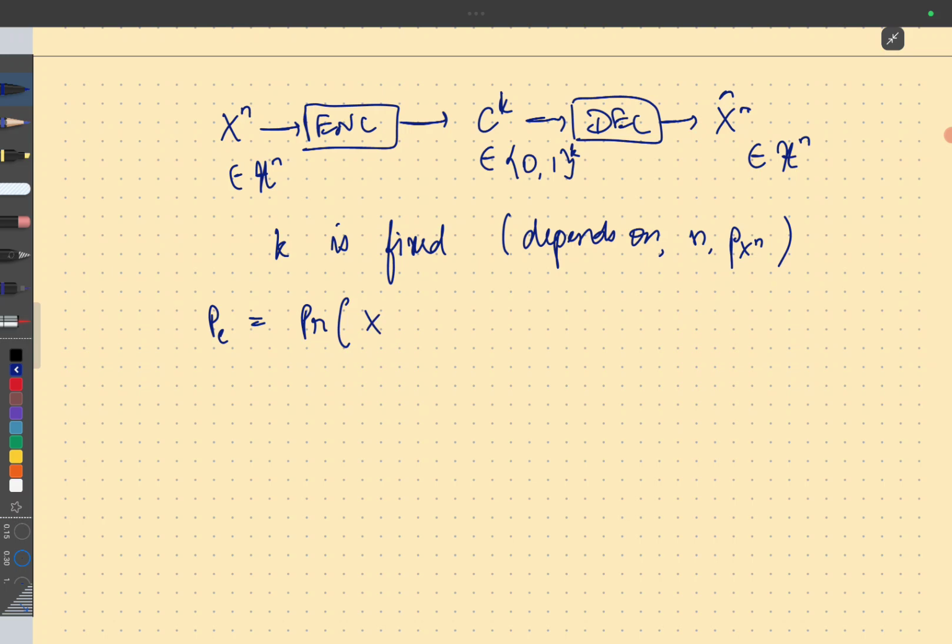So you allow some error, that is xn hat not equal to xn is the probability of error, and you want this probability of error to be small. Ideally, you want this probability of error to go down to 0 as n tends to infinity. But even otherwise, you just want the probability of error to be arbitrarily small. So in this context, we want to know what is the minimum rate of compression. How small can k over n be?